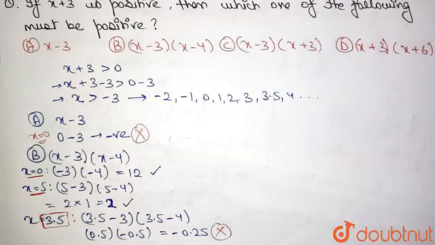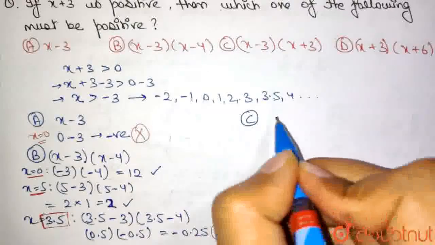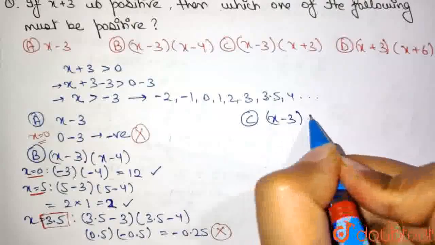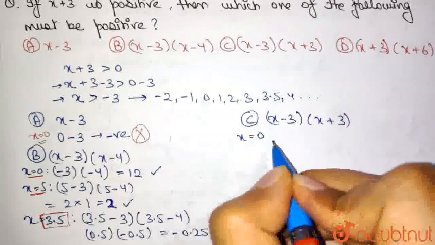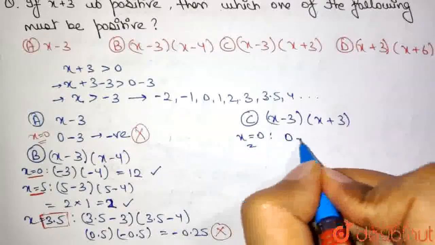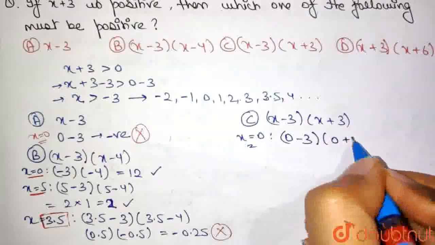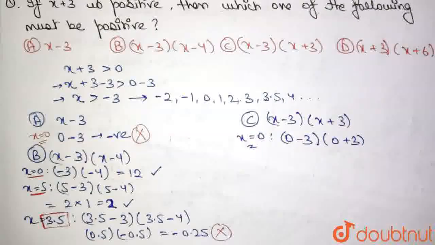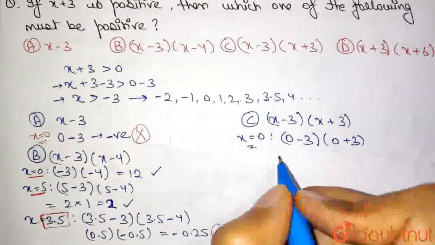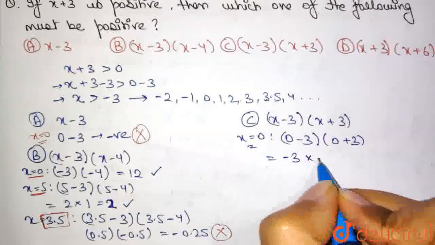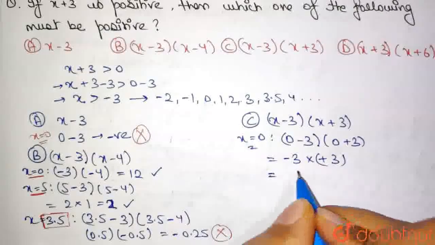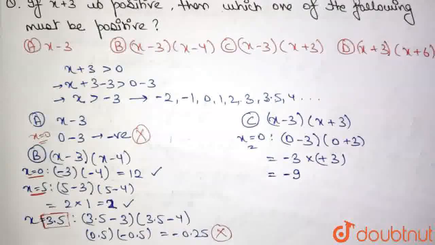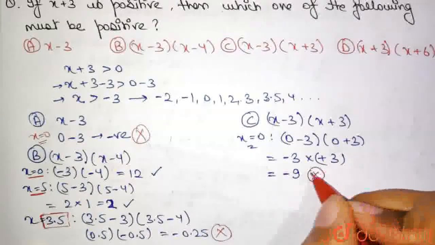Now, if you check for option C, here we have x minus 3 and x plus 3. So this is a simpler case. Here, if I take the value of x as 0, once again, what happens? 0 minus 3 into 0 plus 3 is equal to minus 3 into plus 3, and minus 3 into plus 3 is equal to minus 9. So that means this also fails.